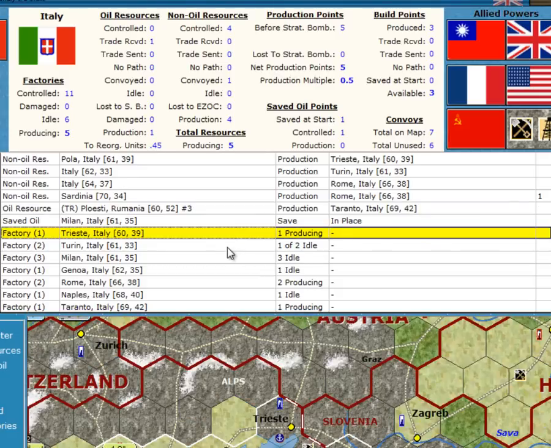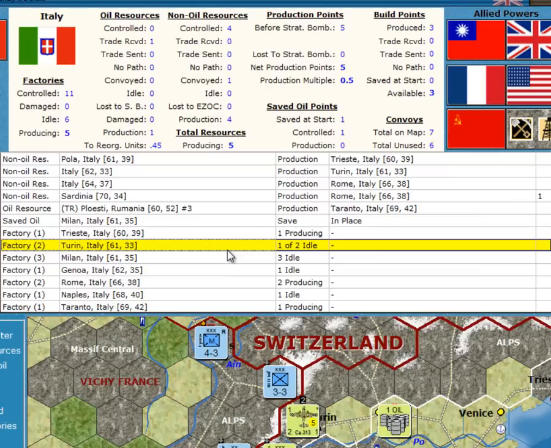And the Italians have one factory producing in Trieste. Only one of their 2 factories in Turin is being productive. Milan is all idle, so is Genoa, so is Naples. So if they get more resource points from, say, Germany, then they would be able to have more of their factories produce, they would have more production points, and they would get an additional half build point for each one of their production points, and they would be able to build more units.